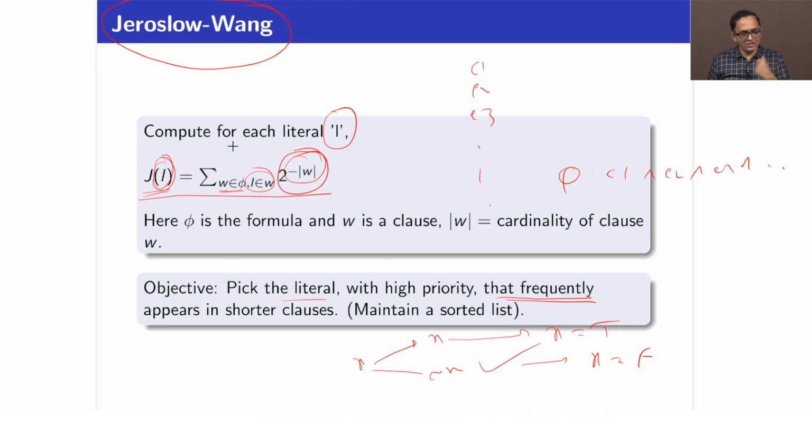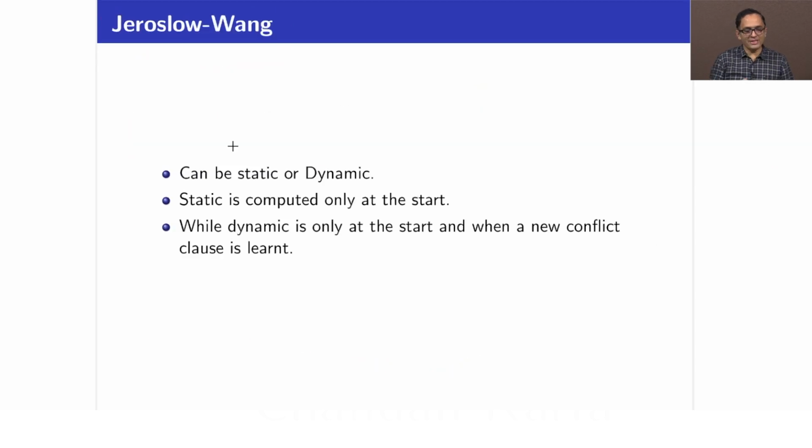Okay. So, this is how they do it, and it can be done statically or dynamically. Static means at the start of the SAT solver, I calculate the score for all literals. So, that is static, and I can just use that all the time. Whenever I have to take a decision, I will just see that list and take the variable which is unassigned, right.